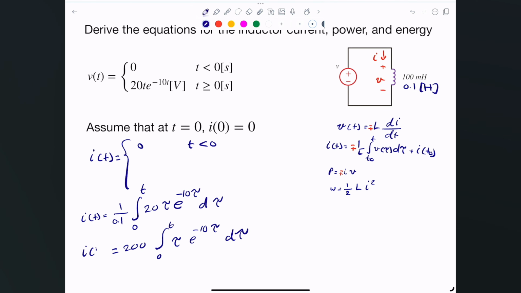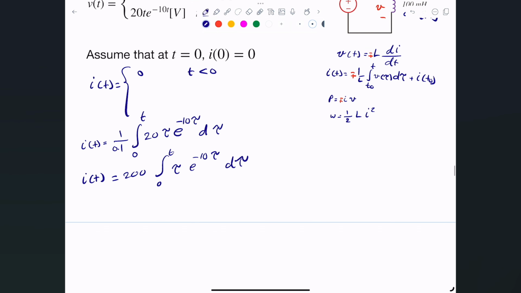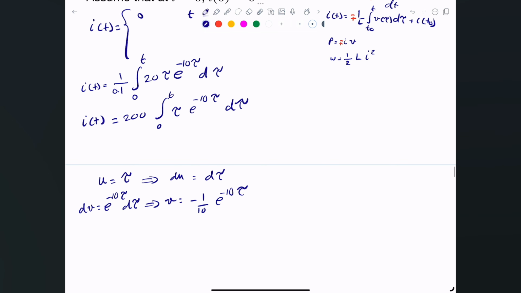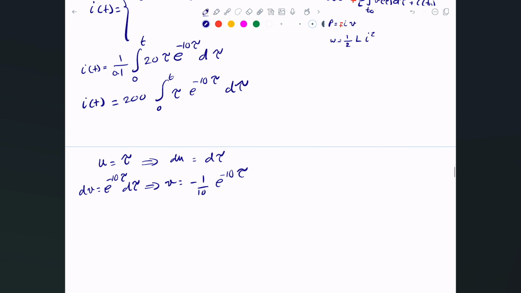And of course we can carry out this integral. If you remember your calculus, this is simply integration by parts. If you assume that u is simply tau, that means du is simply d tau. And if you assume that dv is e to the negative 10 tau d tau, that means v is simply negative 1 divided by 10 e to the negative 10 tau. That's basically what we just did for the integral. Now integration by parts tells me that it's uv minus the integral of v du.